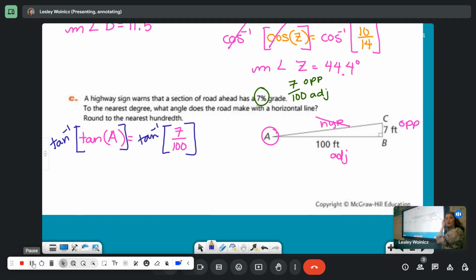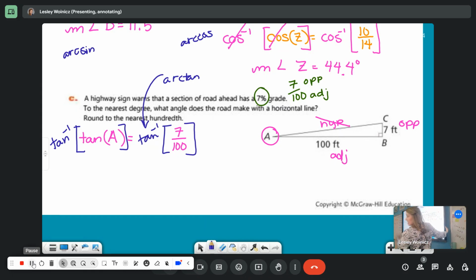Okay, if you get a really old textbook, they will call inverse tangent arctan. They'll call inverse cosine arc cosine. And they'll call inverse sine arc sine. So if you ever see that, that's what it means. Don't freak out. It just means inverse. Okay, so inverse tangent undoes tangent, leaving A by itself.